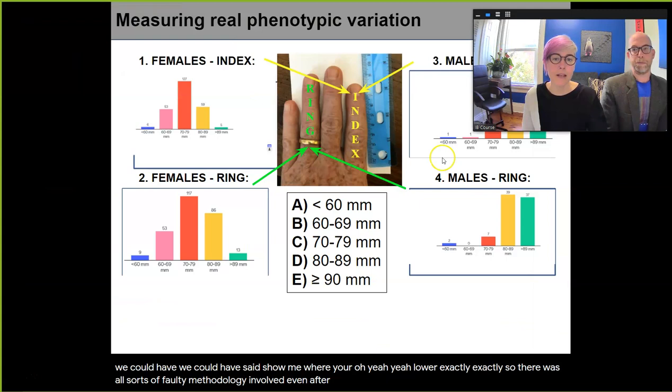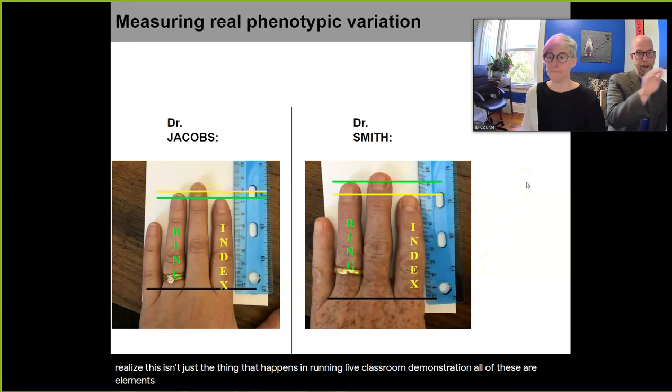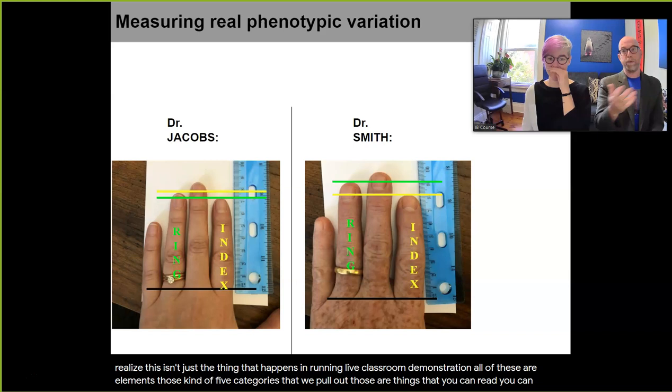But it's important to realize this isn't just a thing that happens in a live classroom demonstration. All of these are elements, those five categories that we pull out. Those are things that you can bring with you as a checklist as you start reading the scientific literature.